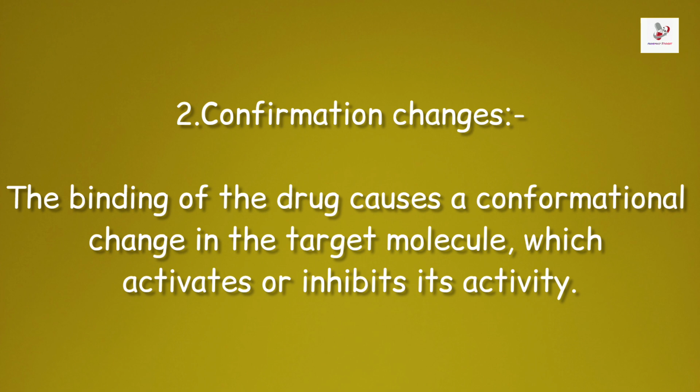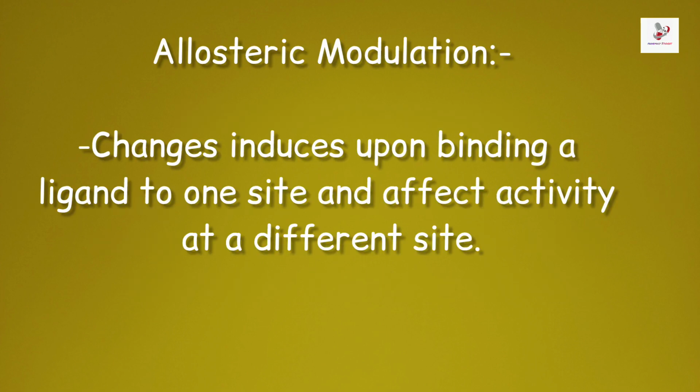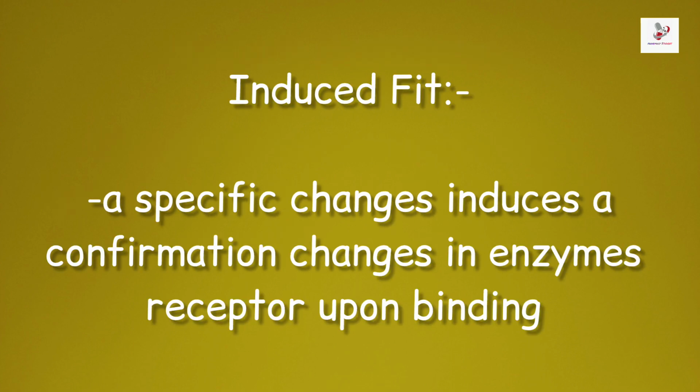And the second step is conformation changes. It refers to the alteration in the three-dimensional structure of a molecule, particularly proteins, that occurs in response to ligand binding or other stimuli. It often determines how a drug interacts with targets, influencing receptor activation and enzyme activity. In simple terms, the binding of a drug causes conformational changes in the target molecule, which activates or inhibits its activity. Conformation changes are of two types. First one is allosteric modulation. In this, binding of a ligand to one site induces changes that affect the activity at a different site. And second one is induced fit. In induced fit, upon binding, the drug induces a specific conformation change in the enzyme or receptor.